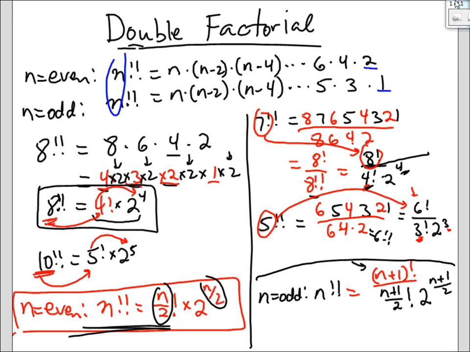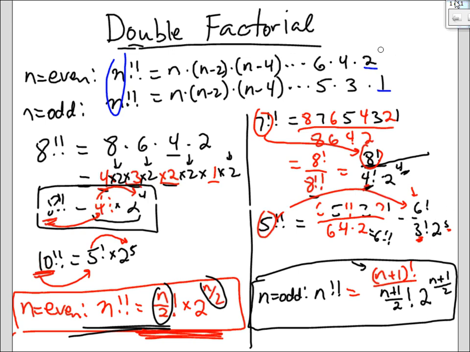And here's the formula we use when n is odd. So now we have a nice formula for when n is even and for when n is odd. The n double factorial, when n is even, is just n over 2 factorial times 2 to the n over 2. And if n is odd, it's n plus 1 factorial divided by half of n plus 1, all factorial, times 2 to the n plus 1 over 2. And we can verify this for a couple of numbers. Let's make sure that we're not just making up this stuff.